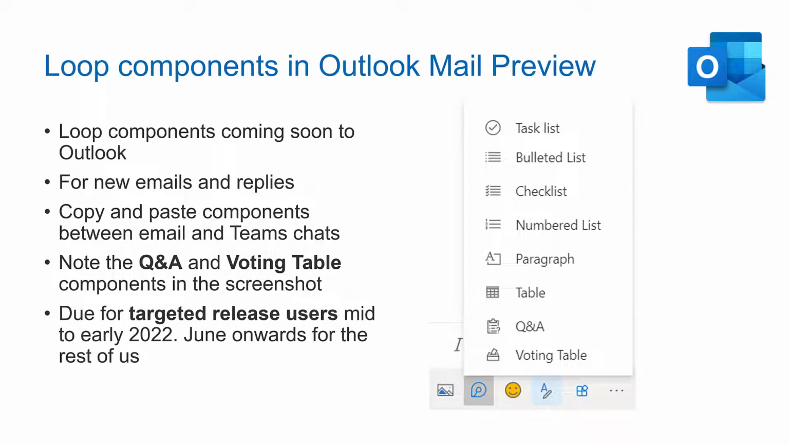Now, just looking at that date, I think that is meant to say May, so apologies for that typo on that slide. Now, that's for targeted release users, and if you're one of those people, you'll know that's you. Now, June onwards for the rest of us, so not that long really, so maybe 4 to 6 weeks before we start seeing that. Yeah, it'd be super interesting to see how that pans out.